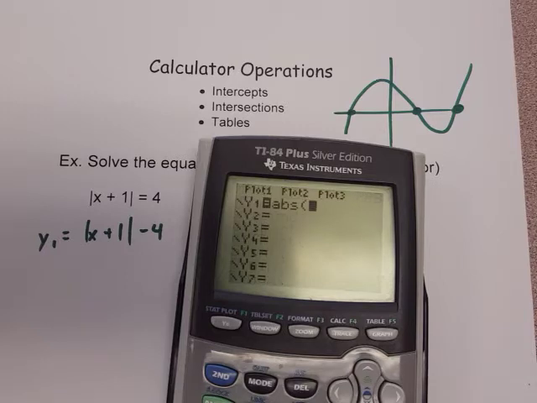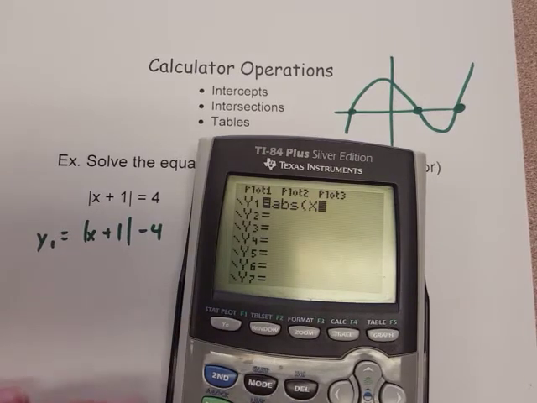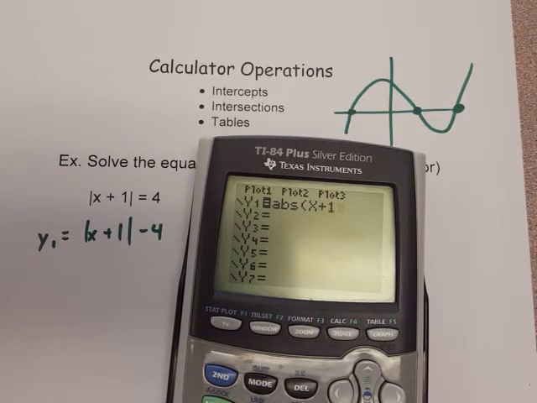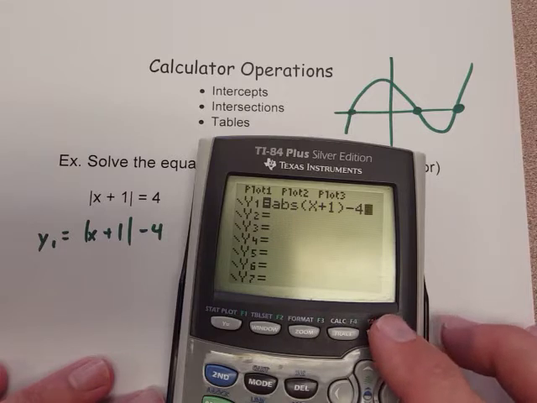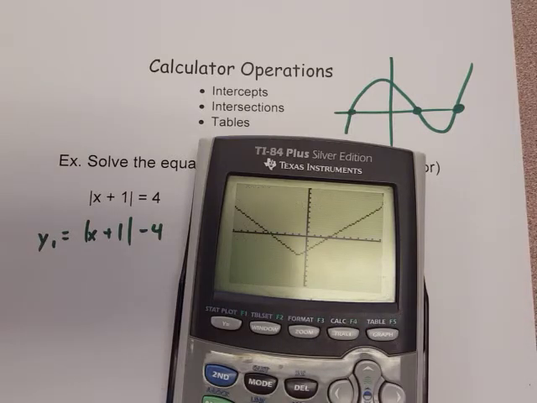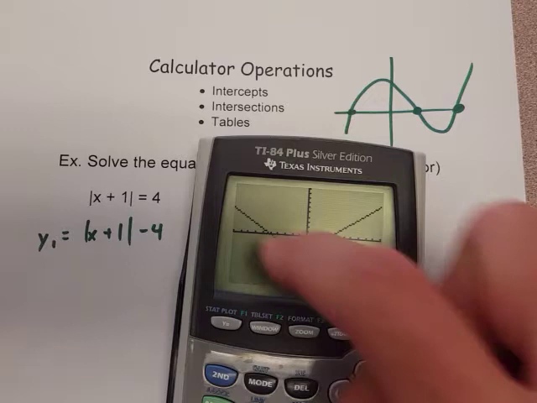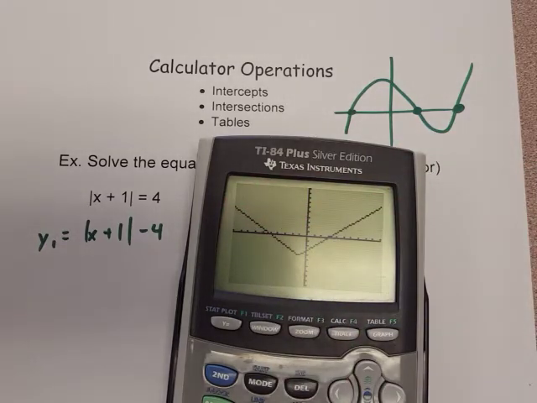It is part 1. Now if you have a newer calculator than me, the way the notation shows up might look a little different, but it means the same thing. So that's the stuff in the absolute value part, and then I'm going to subtract 4, and then I'm going to go to my graph. As you can see on this graph, it crosses at a couple of spots. We're going to have 2 solutions to this one.